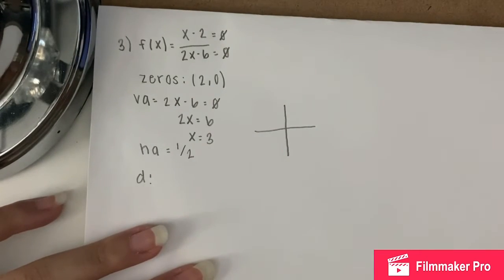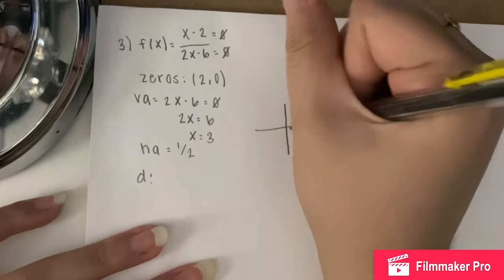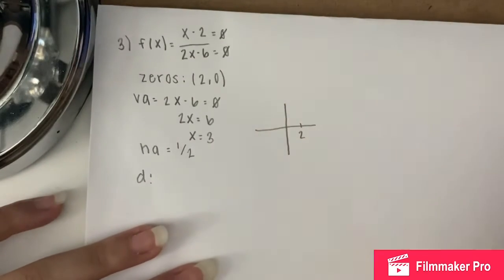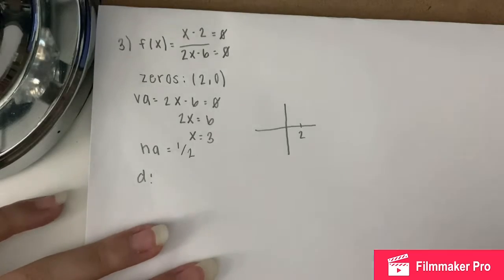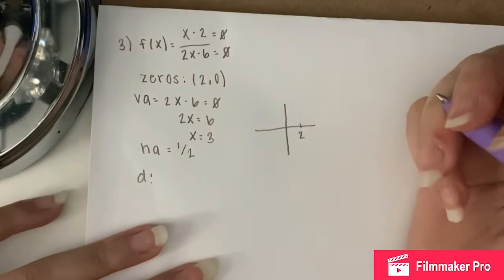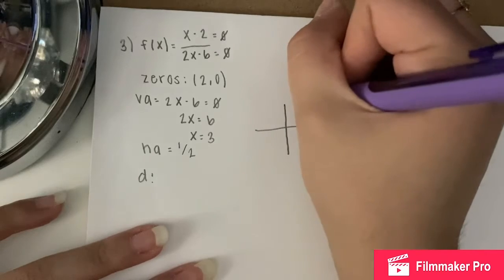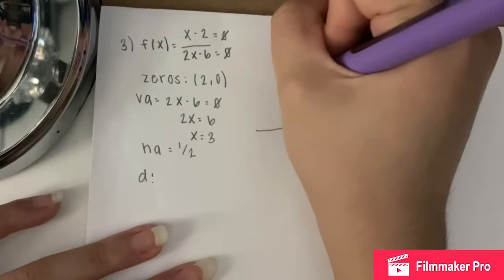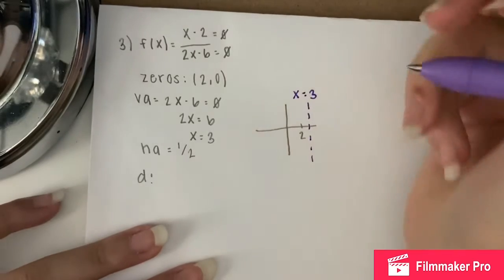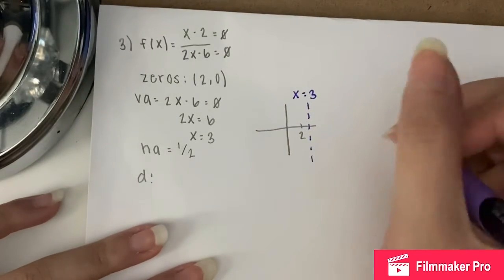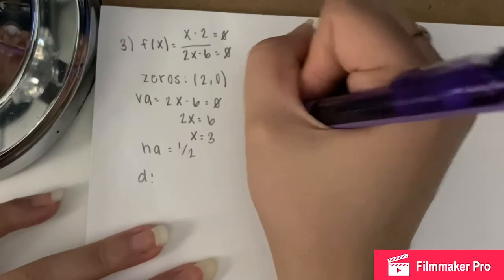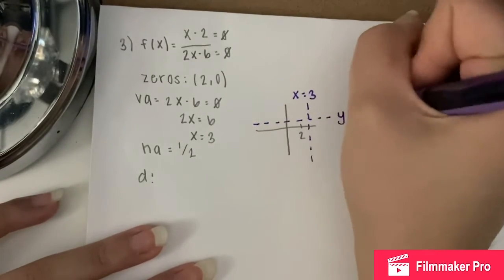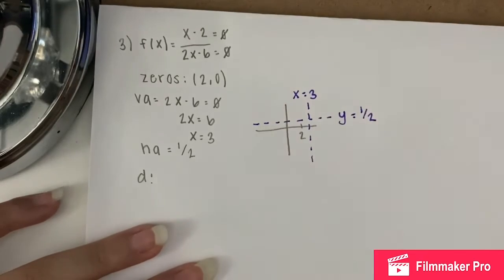So we know that we have a 0 at 2. And we know our vertical asymptote and our horizontal asymptote. So we know we have one at 3, so that's somewhere around here, and that's x equals 3. And we have our horizontal asymptote at y equals 1/2, and we're just going to put that one just around there. So y equals 1/2.